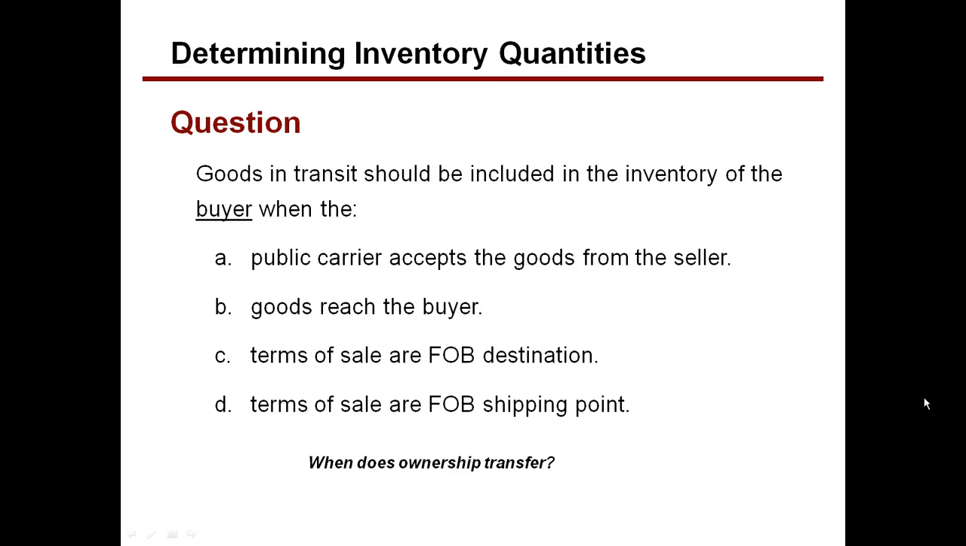Here's a review question for goods in transit. Goods in transit should be included in the inventory of the buyer when: D, the terms of sale are FOB shipping point. That's the point that title transfers to the buyer and should be included in the buyer's inventory whether it's arrived or not.